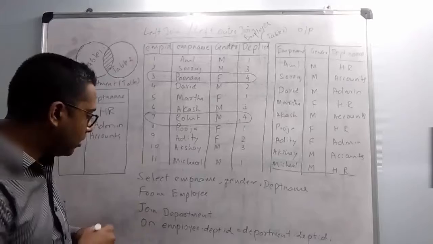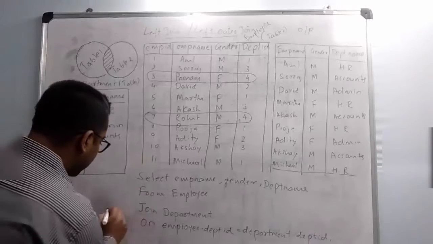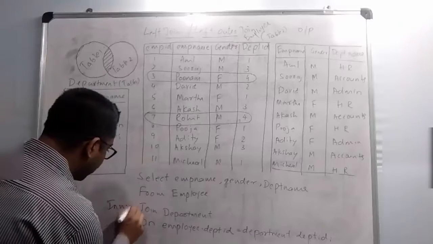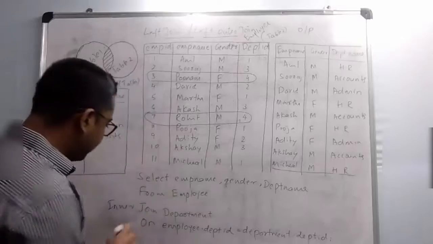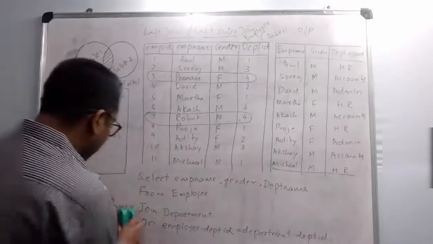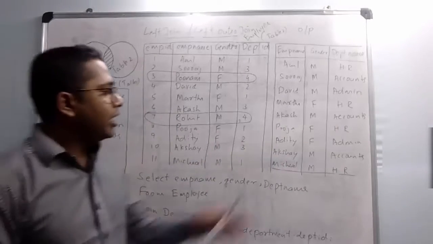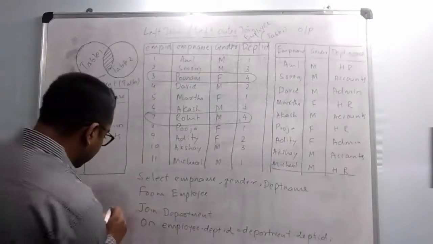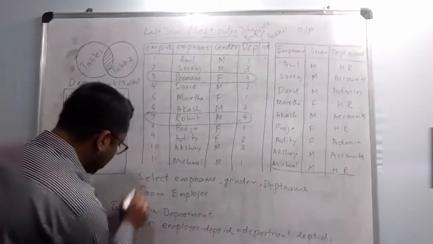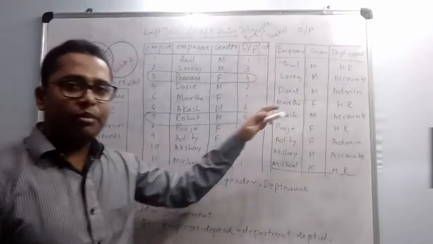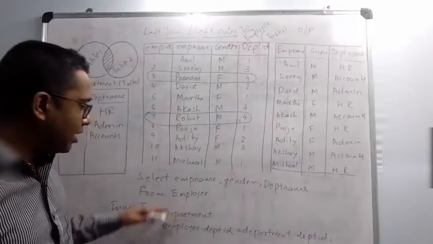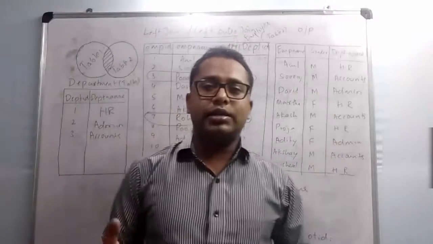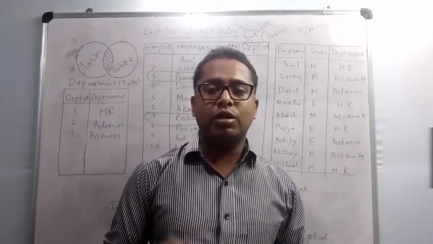We can also change it to inner join. If you have used only join, you can get this result. If you have used inner join, then also you will get the same result. So this is how you can write a query for selecting the records based on inner join.